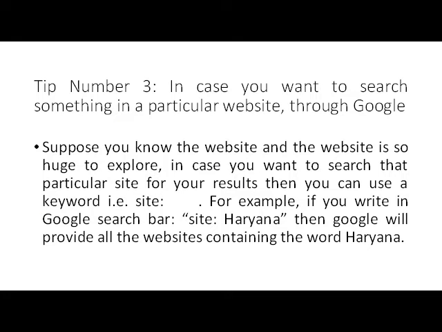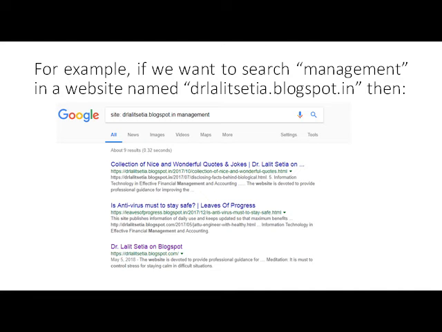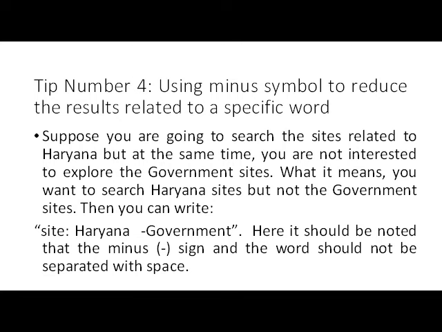Tip number 3, in case you want to search something in a particular website through Google. Suppose you know the website and the website is so huge to explore. In case you want to search that particular site for your results, then you can use a keyword that is site. For example, if you write in Google search bar, site, Haryana, then Google will provide all the websites containing the word Haryana. For example, if we want to search management in a website named drlalitsentia.blogspot.in, then.